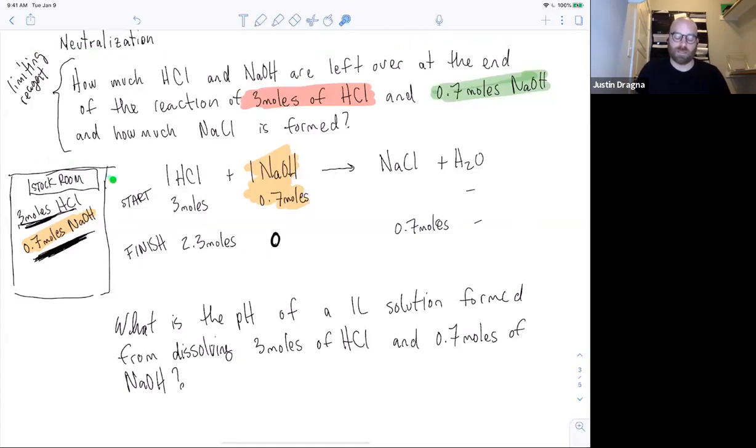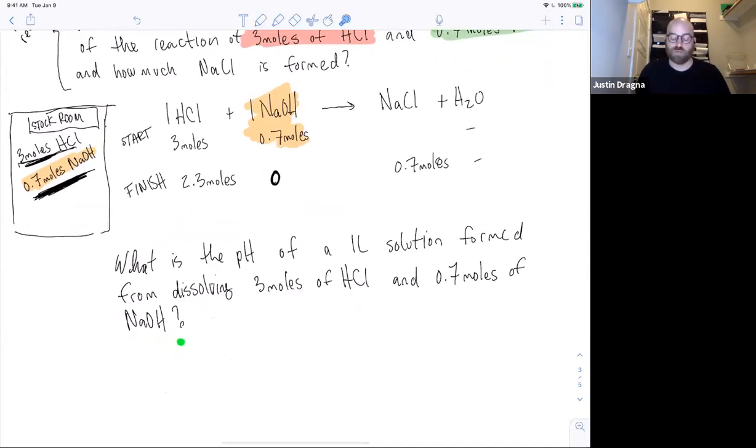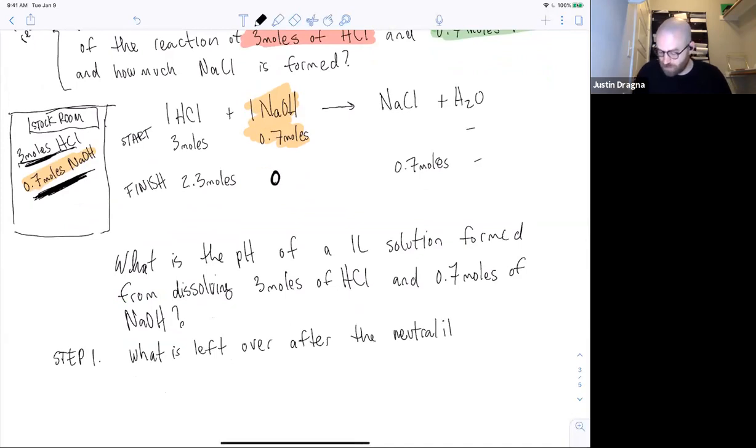So I'll say that again because I think it's important: in order to work these problems where it has a neutralization component, step 1 is what is left over after the neutralization reaction. Neutralization doesn't have 2 L's. Neutralization is finished. And that's what we just worked in this top problem.